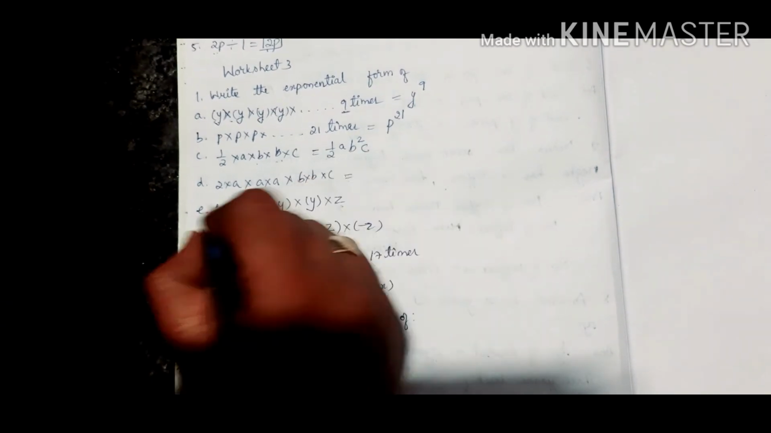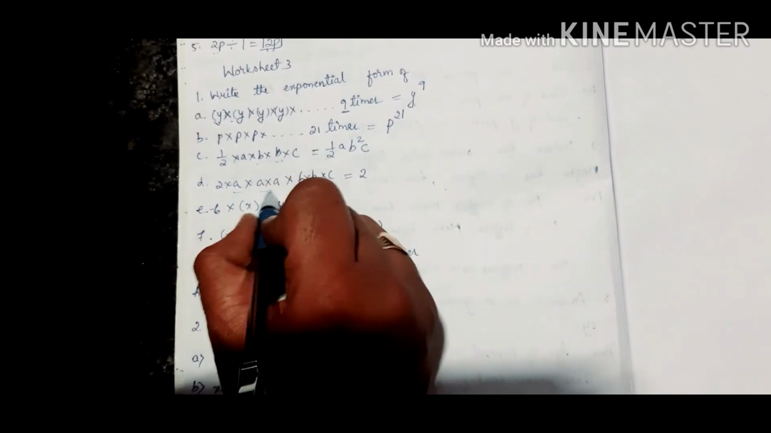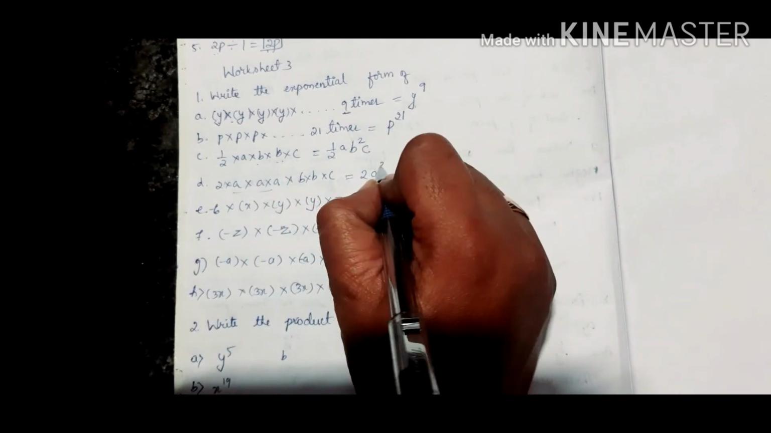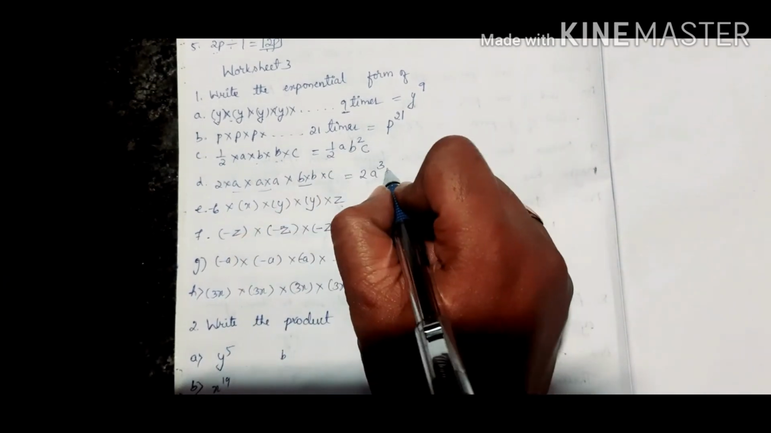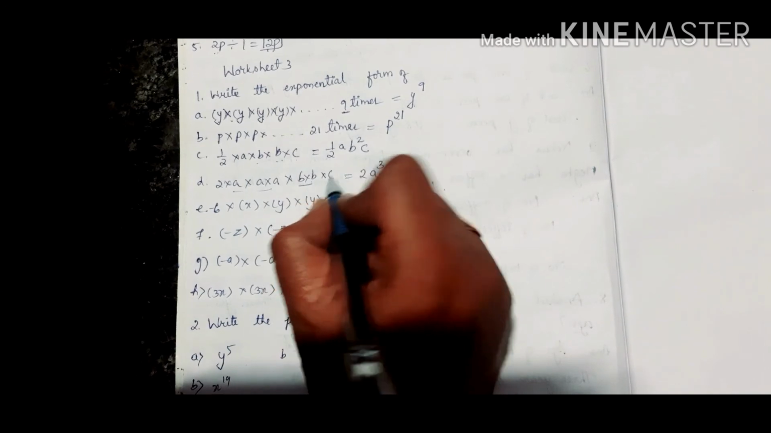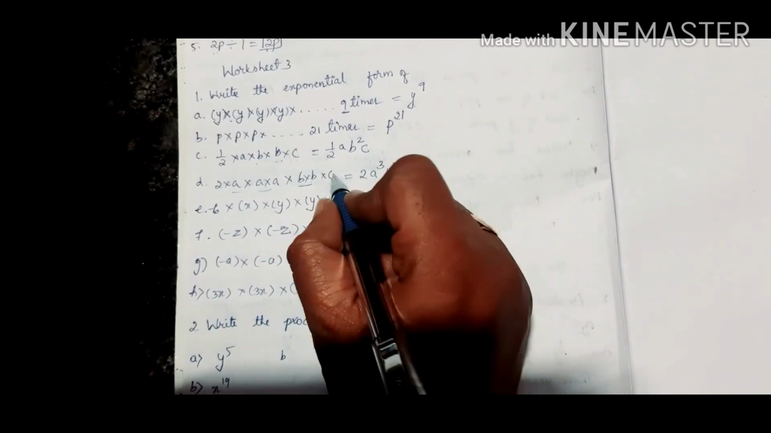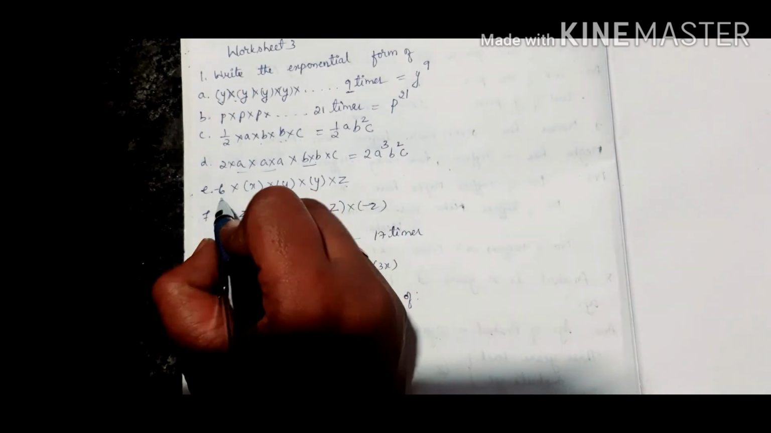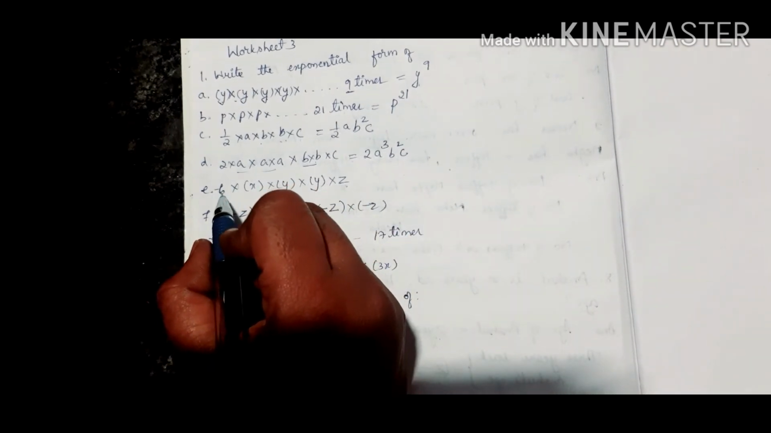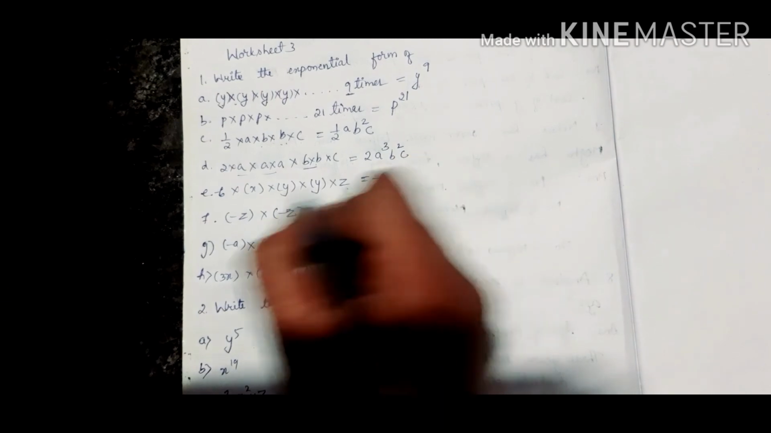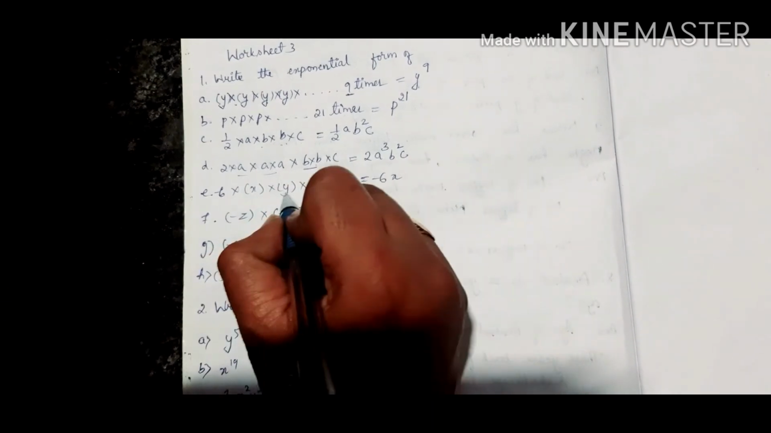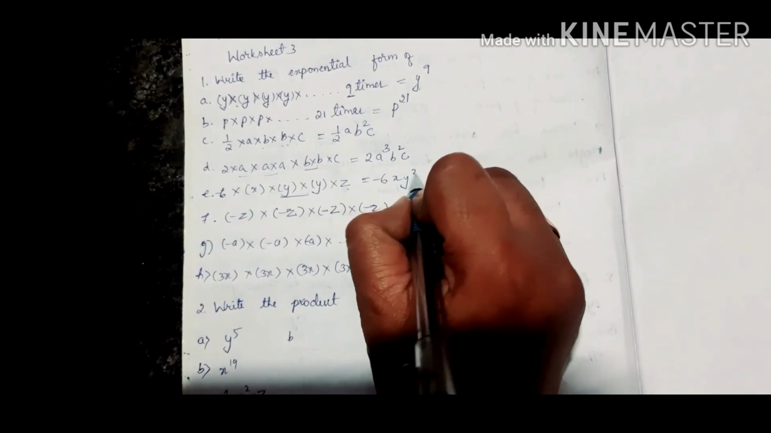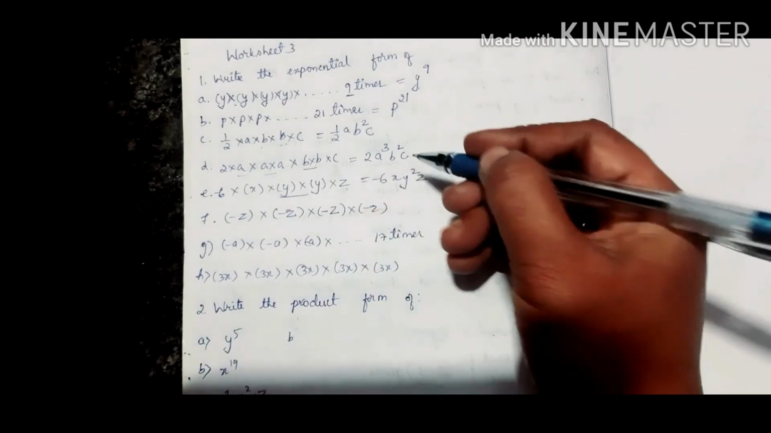Then 2 into a is multiplied 3 times. So a to the power of 3. B is multiplied 2 times. B to the power of 2. And c is only 1 time. So write only 1c. Then you have minus 6 as it is, x is only 1 time. Y is 2 times. Y to the power of 2 z. In this way we go on multiplying and write it in the exponential form.